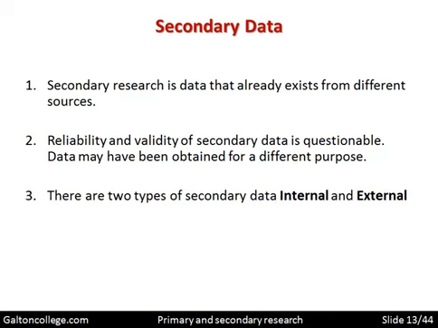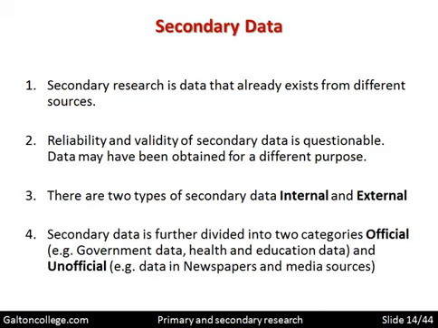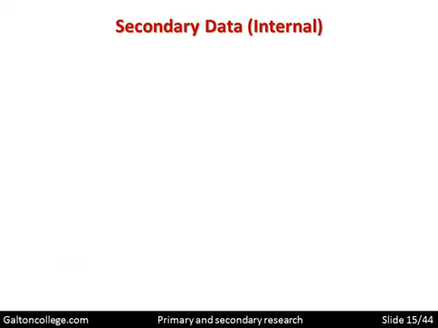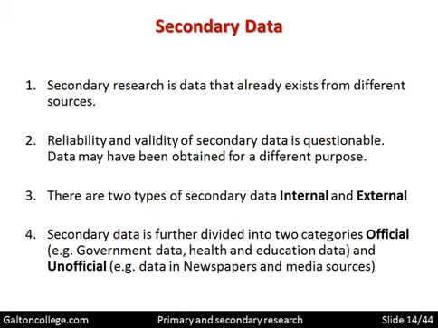There are two types of secondary data, internal and external. Secondary data is further divided into two categories: official, for example, government data, health, education data, and unofficial data in newspapers and in media sources. So there's secondary data which could be classified as official secondary data, governments and so on, unofficial, newspapers, media and so on. I said a moment ago that there are two types of secondary data, internal and external, and then I said the secondary data could be further divided into official and unofficial.